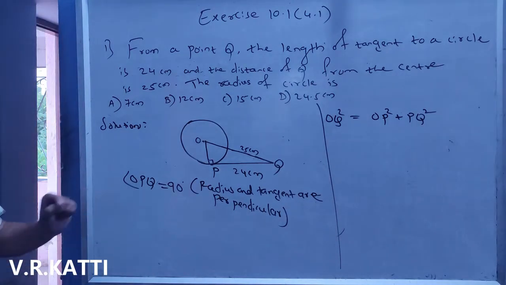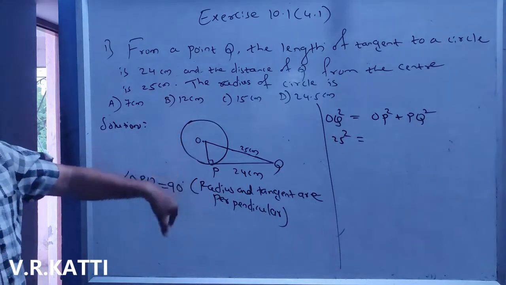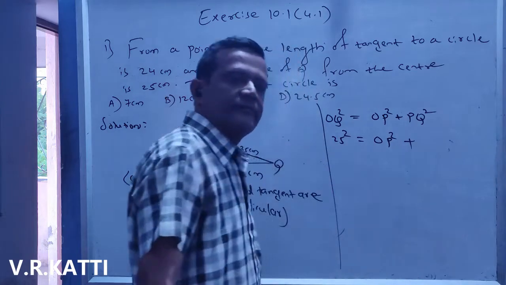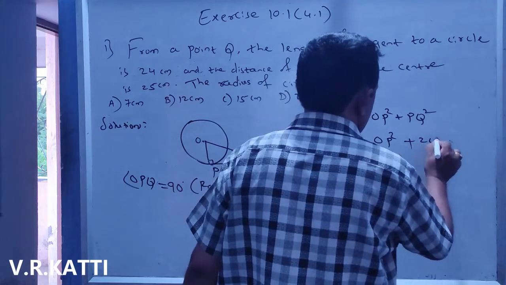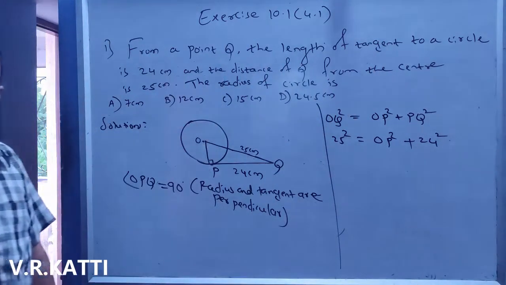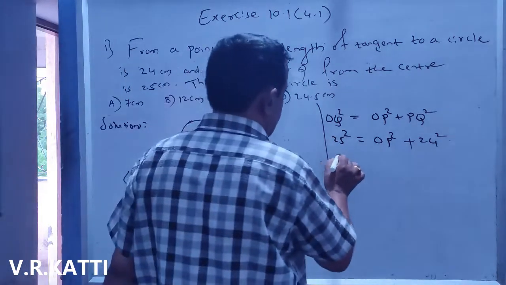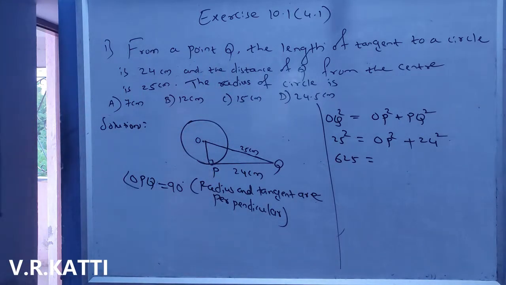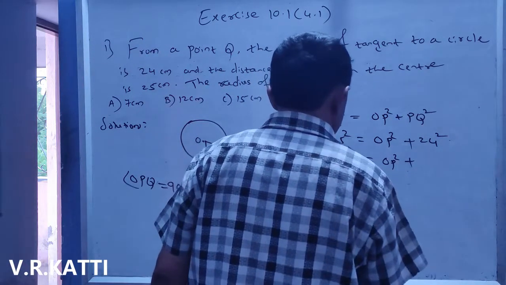Now, students, substitute the values. OQ is 25 square. OP we don't know, so OP square as it is. PQ is 24 square. So 25 square is 625, equals OP square plus 24 square.